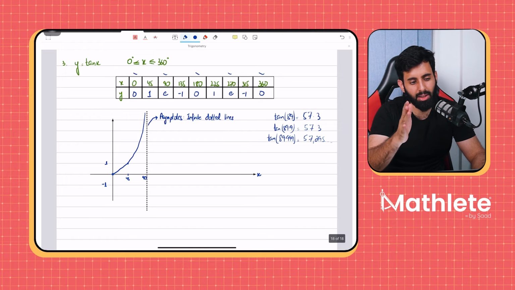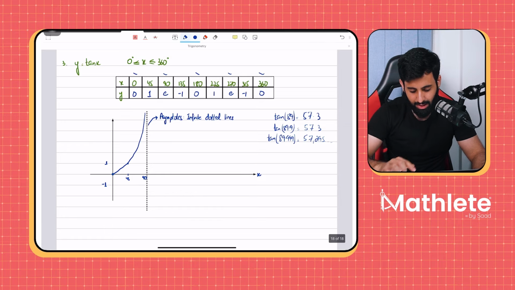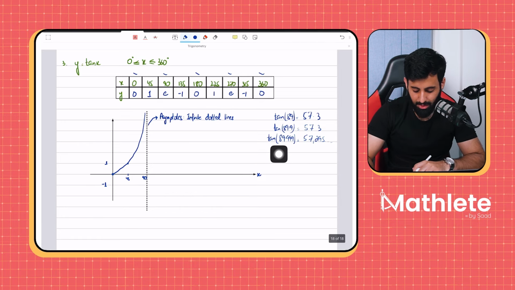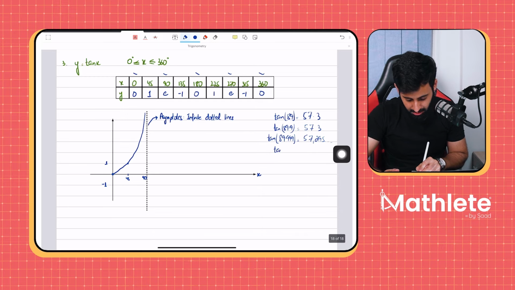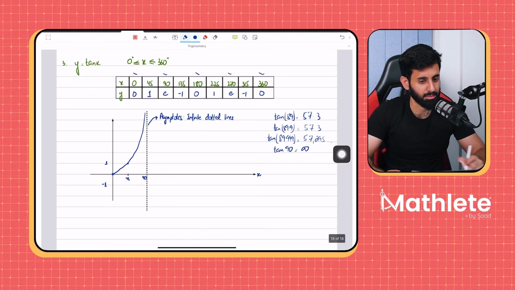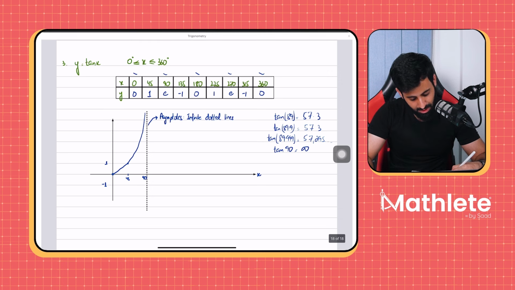Okay, so just before 90 it's an extremely large value, which we saw at tan 89 and tan 89.9 and tan 89.999. But the second we have tan 90, it becomes infinity. Okay. Now, what happens after 90 degrees? That's another story.